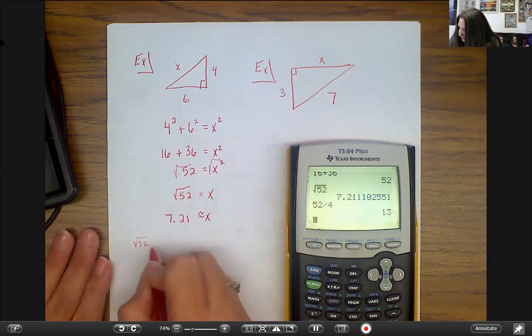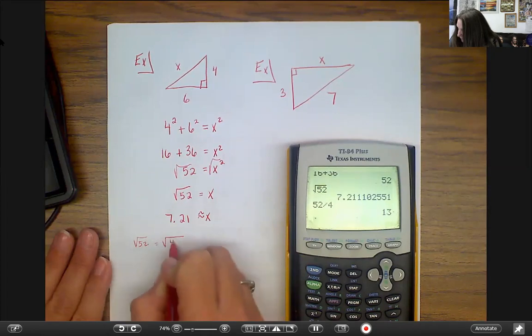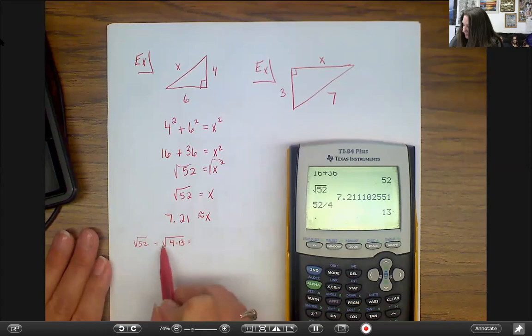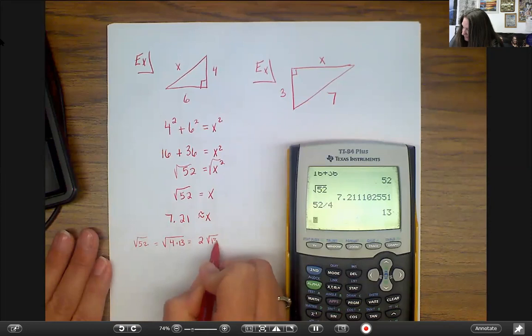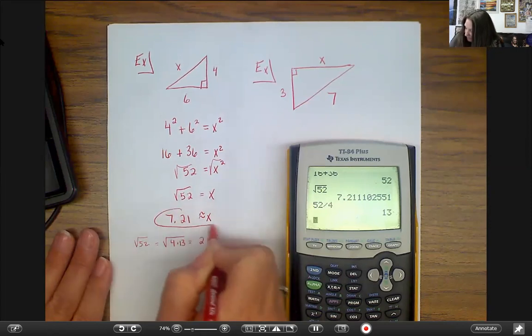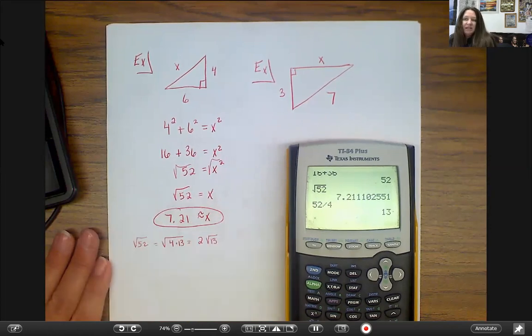So we could factor 52 into 4 times 13. So if I were to simplify, the square root of 4 is 2, and then 13 stays underneath my square root. So as an exact answer, it would be 2 root 13. And if you multiply this together, again, it would give you this decimal, 7.21. In today's assignment, when we're practicing with this, we are going to have you rounding that answer off to a decimal. So that will be fine.